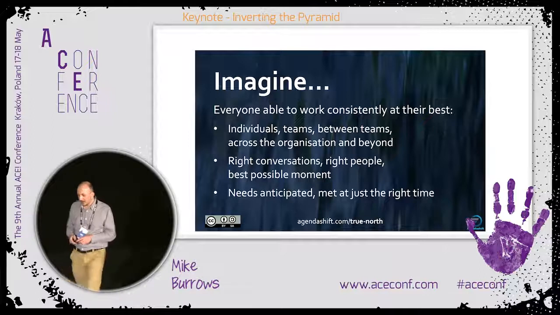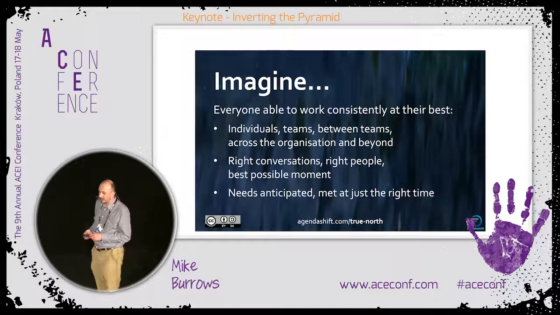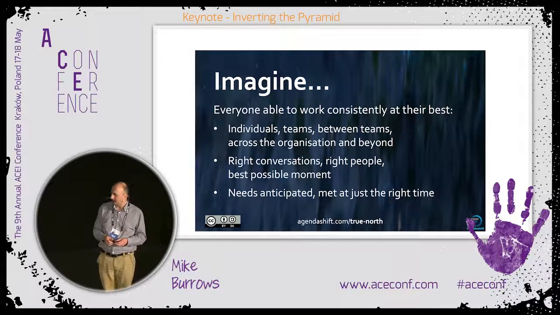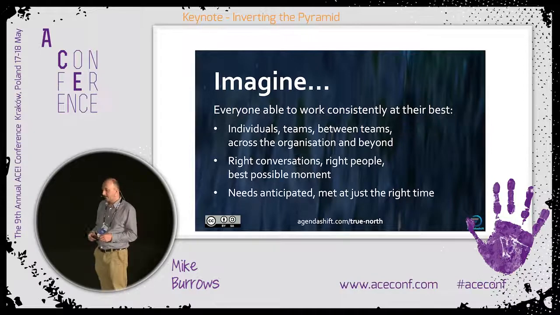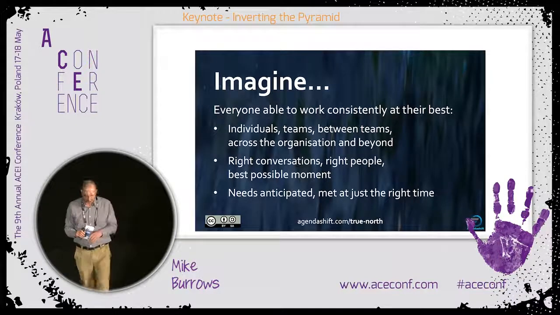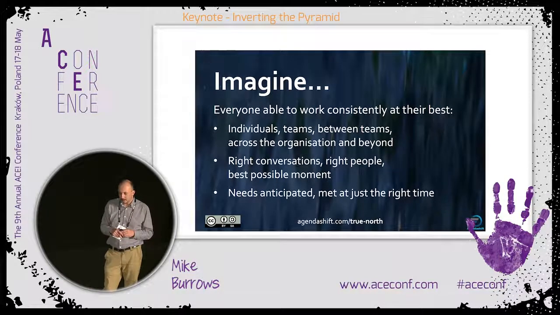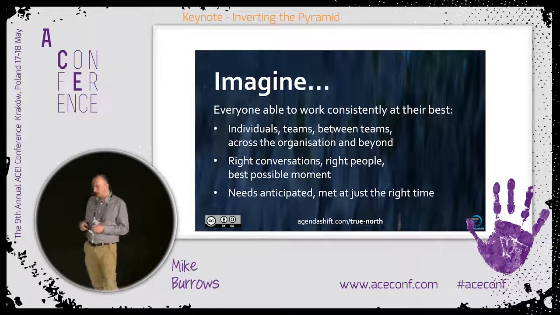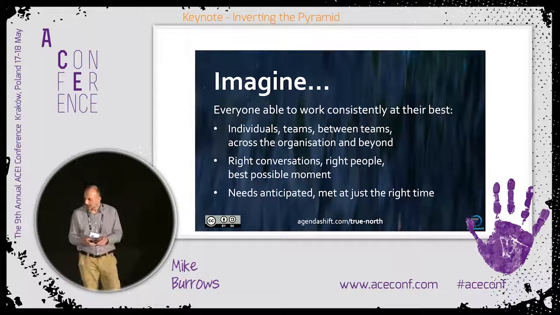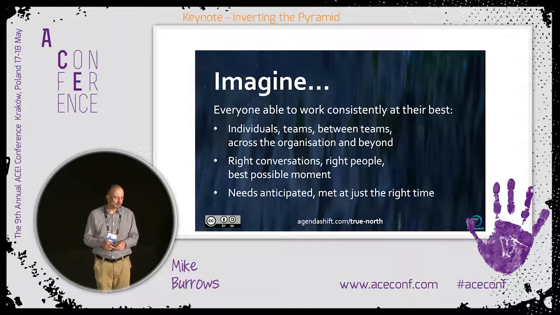I just want you to consider this true north statement for a moment. Imagine everyone able to work consistently at their best. Individuals, teams, between teams, across the organization and beyond. And you might find some of the images that we've seen in this talk helpful for that. Right conversations, right people, best possible moment, needs anticipated, met at just the right time. Okay? Got your heads around that?